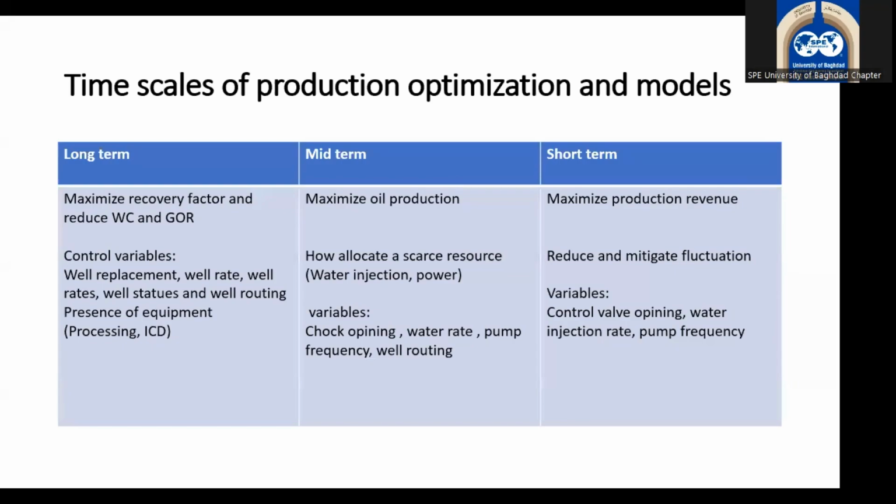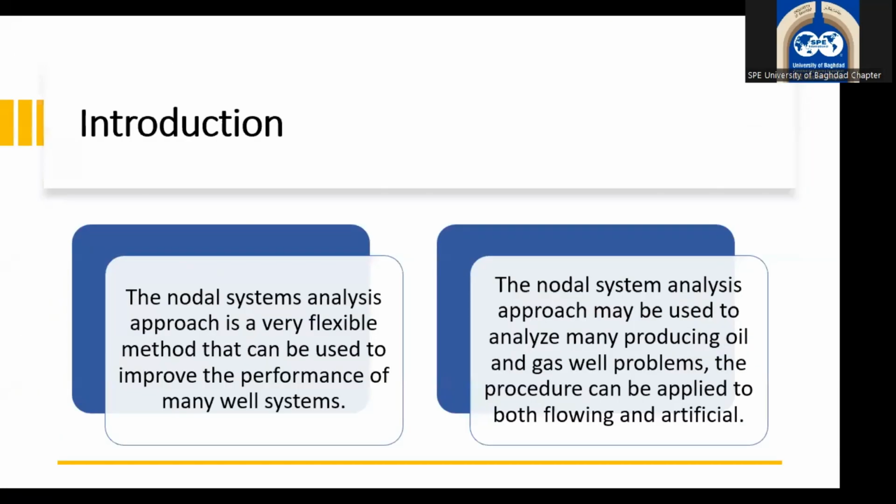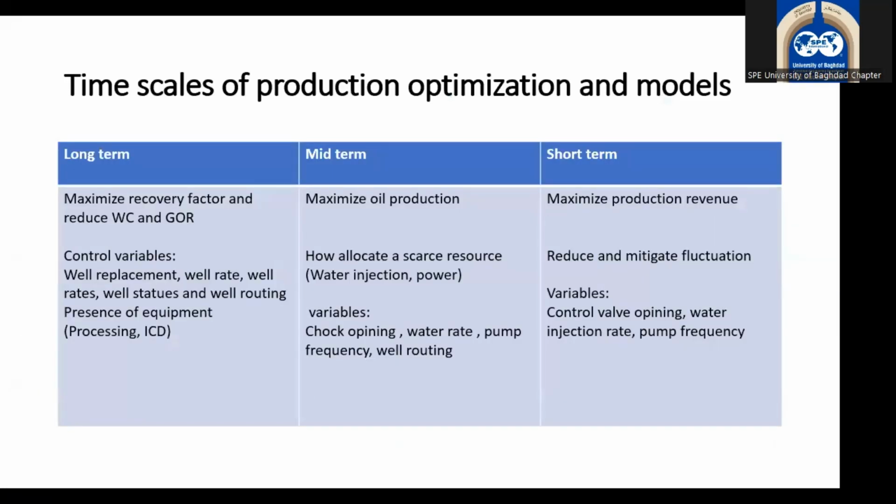For short term, maximize the production revenue, and reduce and mitigate the fluctuation. The variables that we have are control valve opening, water injection rate, and pump frequency. This is most of the methods that we use in optimization, the introduction. As I mentioned, this is a large topic with large sub-area topics as well. So I just give you the introduction of that.